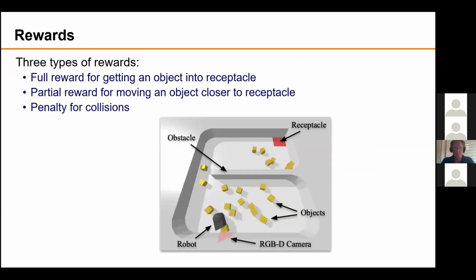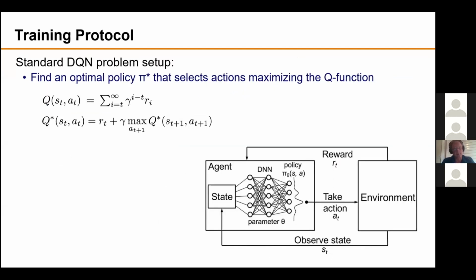Anyway, and then we provide a reward that's quite simple. You get a full reward for getting an object into the receptacle, and then partial rewards for moving objects closer, and you have a penalty for collisions. Okay, and so then we train that with a traditional DQN setup where we're doing value iteration with double DQN, with a replay buffer and epsilon greedy sampling and so on and so forth, all standard stuff.